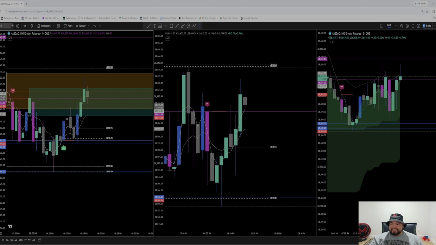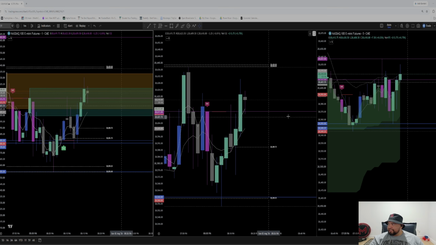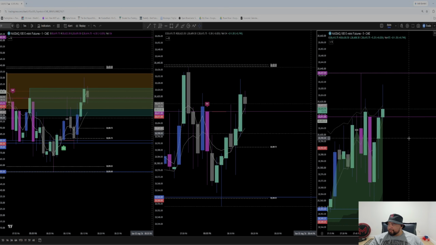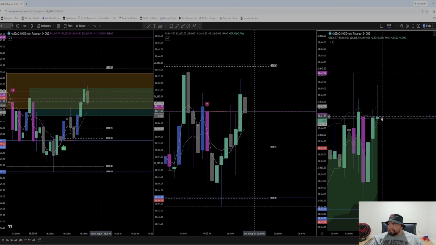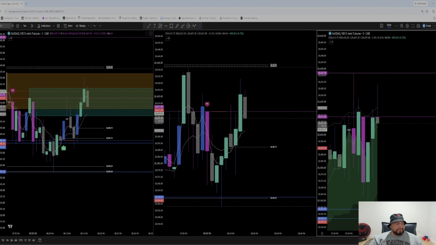Now, will it hold above this 610 area? Is what I'm looking at, right? We did close below it, but it popped right back above it. Will it hold here, or will it continue to push right back down like it's doing right now? It's still kind of hovering around it.